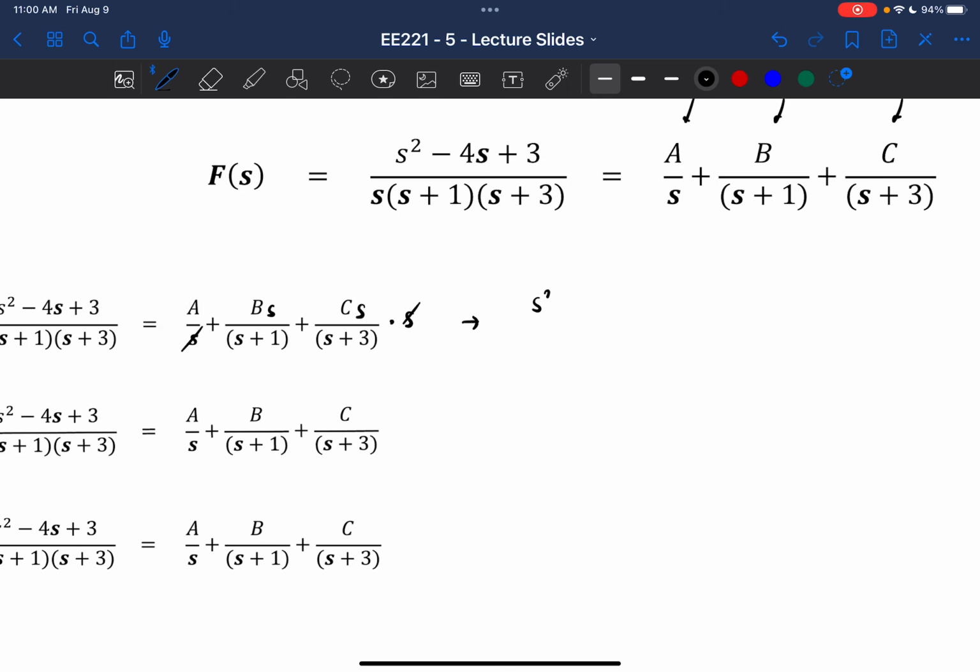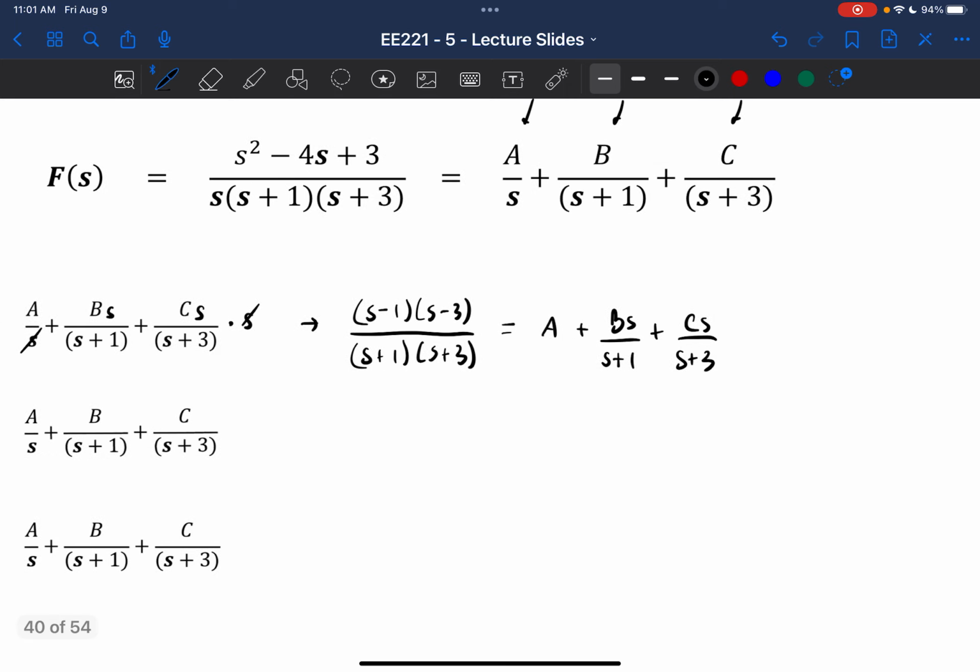I have s squared minus 4s plus 3 divided by, actually I could factor that too. That's going to be s minus 1 times s minus 3 divided by s plus 1 times s plus 3, because I canceled the s. And that's going to be equal to A plus Bs over s plus 1 plus Cs over s plus 3, okay? And now what we do is we evaluate at s equals 0. Evaluate both sides at s equals 0, okay?